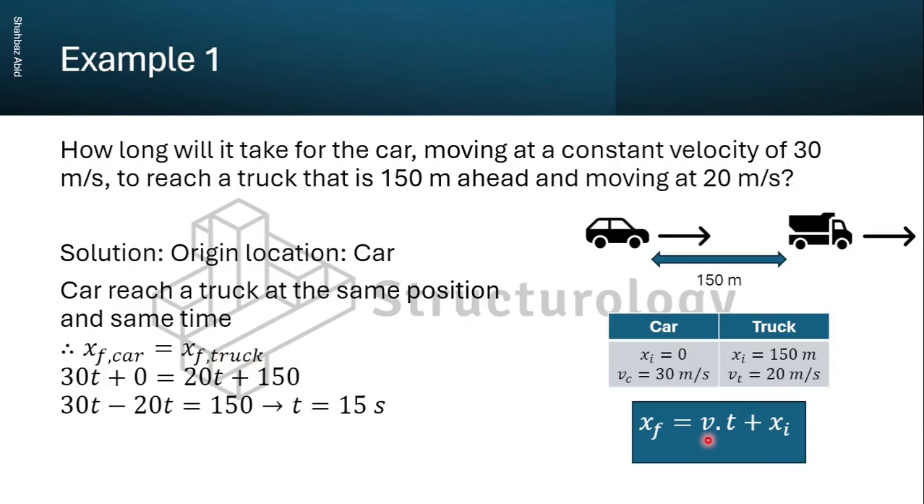equal to the final position of the truck, which is going to be velocity of the truck times t plus initial position of the truck. So it's going to be 20 times t plus 150. The only unknown we have is t, so we can solve for t, and it's going to be equal to 15 seconds. So the car will take 15 seconds to reach the truck.